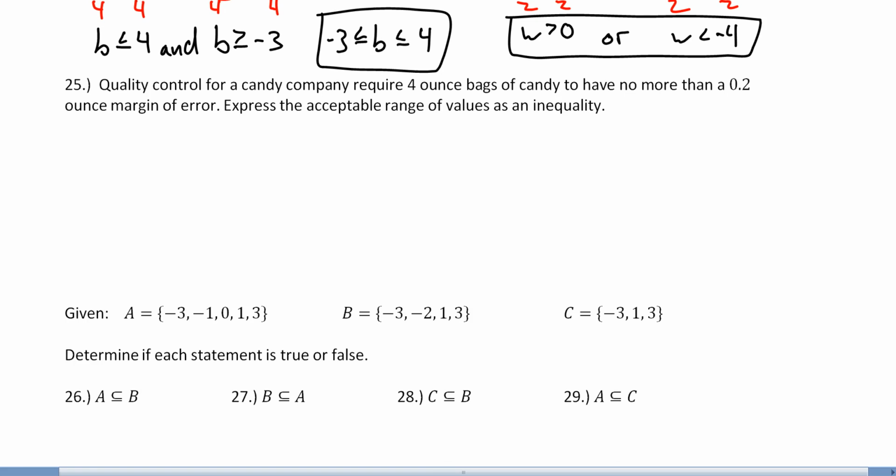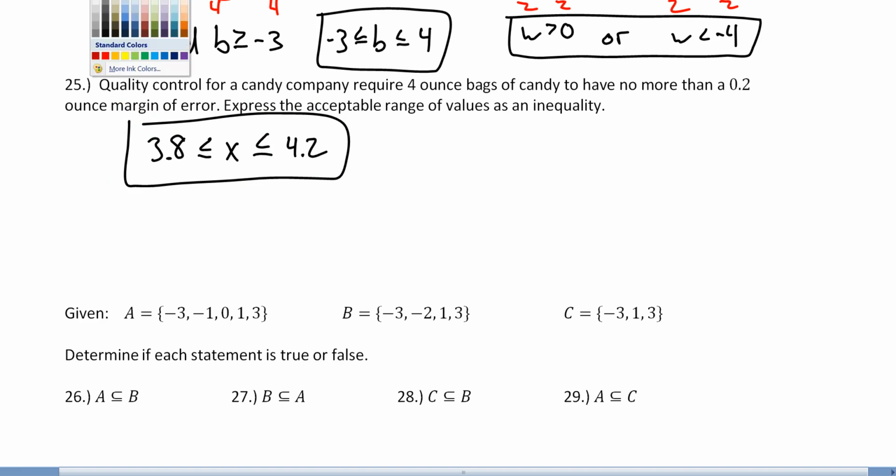This one says quality control for a candy company requires 4-ounce bags of candy to have no more than a 0.2 ounce margin of error. Express the acceptable range of values as an inequality. And so when you look at something like this one, notice it didn't even say that we had to write an equation. Hopefully you can look at this and start to figure out, okay, if it's supposed to be 4 ounces, but it can be 0.2 ounces off, that means the lowest it could be would be 3.8 ounces. The highest it could be would be 4.2 ounces if it's off by 0.2 in either direction. And so our acceptable weight is going to be in between those two values. Well, this is just a compound and inequality, and that's my answer.